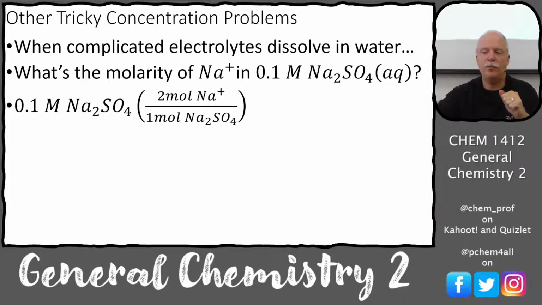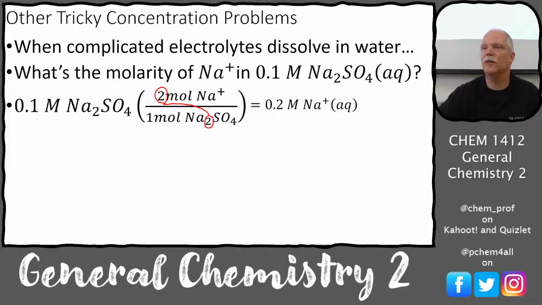It's very simple. You just take that formula there, Na2SO4, and you make a mole ratio with it. So for every mole of the sodium sulfate you have, you end up with 2 moles of sodium in solution. So this is 0.2 molar sodium. Okay. Any questions on that one?